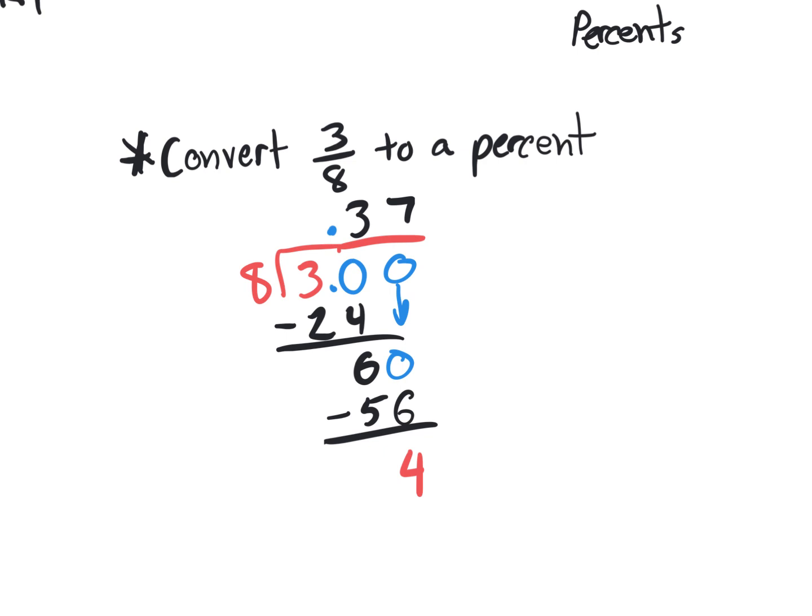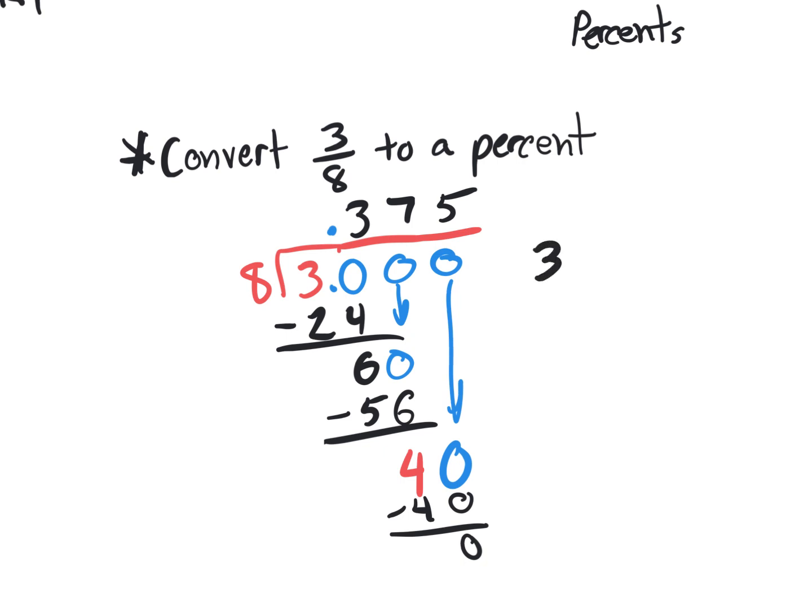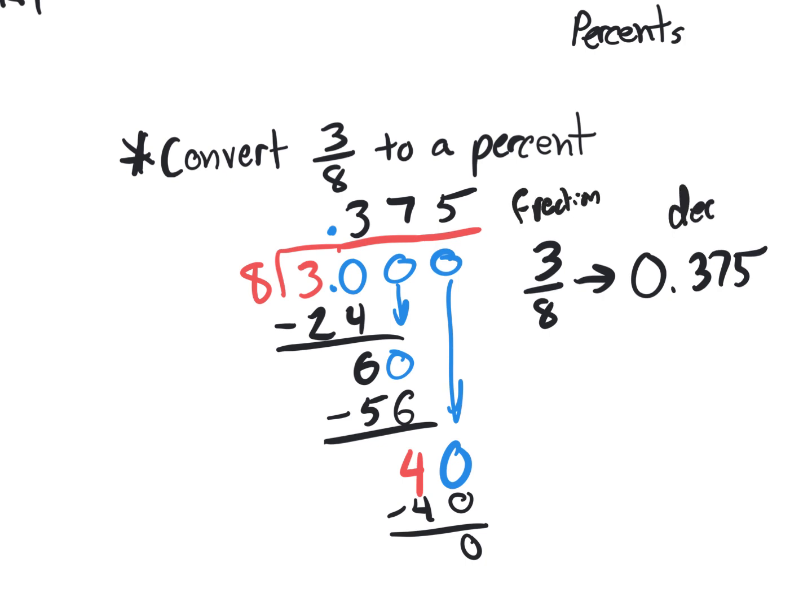And once again, we add a 0, drop a 0. Now it looks like 40. 8 times what gets you close to 40 without going over? 8 times 5 is exactly 40. So we know that we're done. So if they ask us to change 3/8 to a decimal, that decimal will be 0.375. Okay, this is a fraction to a decimal.